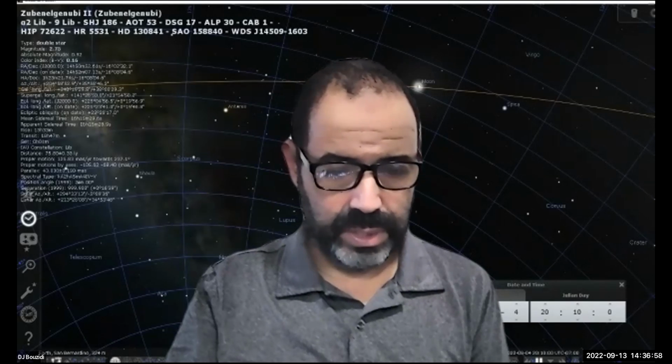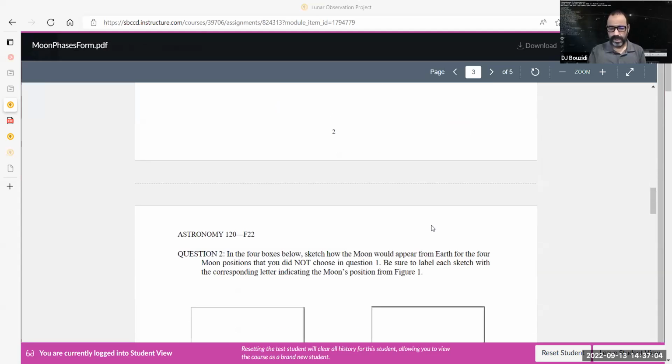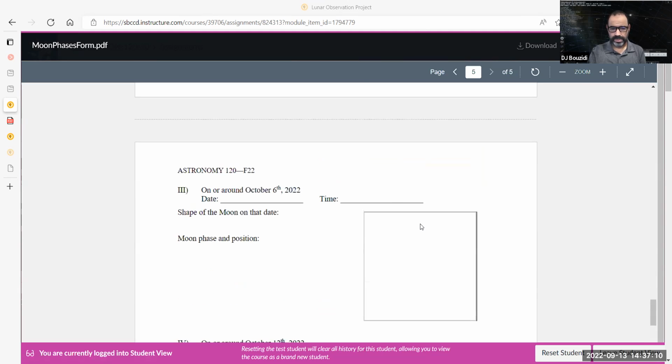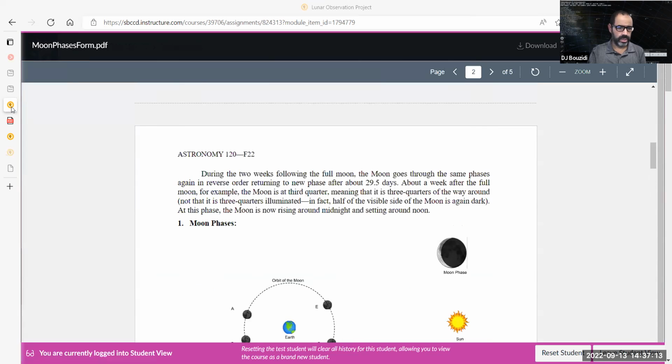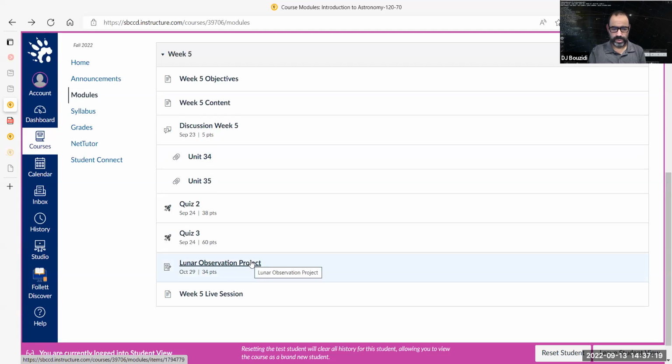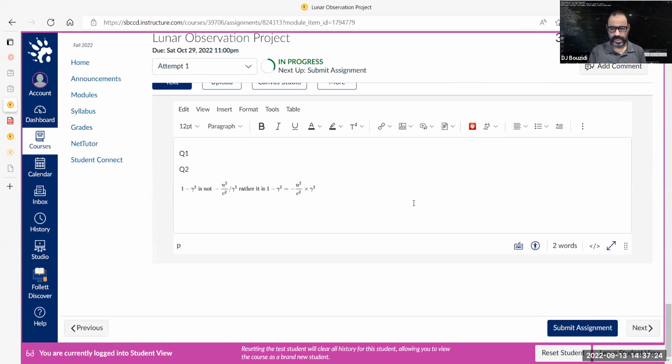Okay, let me go back into Canvas in here. Again, what you do on the report itself is similar to what you do in here, with the exception that you can come here to the Lunar Observation Project and insert below, following the steps I was talking about. When you're done, you just submit your project. Again, don't start on October 29th, because that will put you way outside the window of doing the actual project. The actual observations start next week, okay?